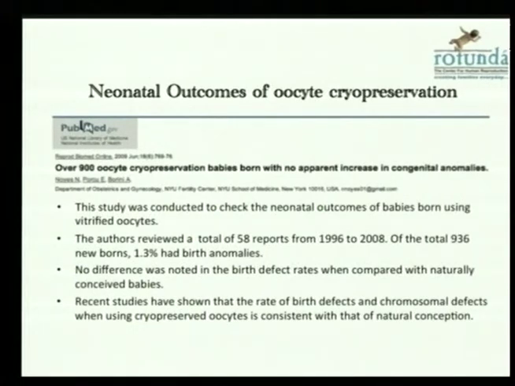Now, this study was conducted to check the neonatal outcomes of babies born using vitrified oocytes. The authors reviewed a total of 58 reports from 1996 to 2008. Of the total 936 newborns, 1.3% had birth anomalies. No difference was noted in birth defect rates when compared with naturally conceived babies. And with many recent studies now reporting similar findings, oocyte vitrification procedures are becoming more and more common.